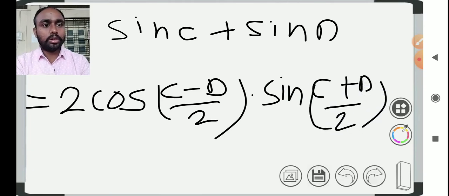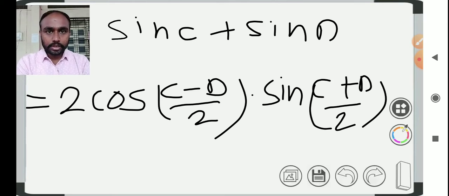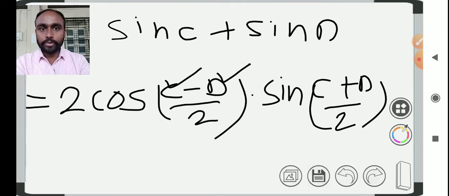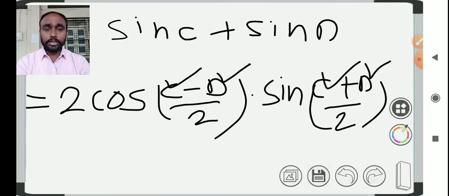This is the formula that mathematics people might know: sin c + sin d = 2 cos((c − d)/2) sin((c + d)/2). Here c is (2π/λ)(vt − x) and d is (2π/λ)(vt + x). So simply substitute the c and d values. In both, 2π/λ is common, so c is basically vt − x and d is vt + x, if we take 2π/λ common.